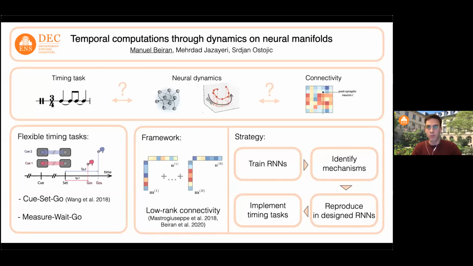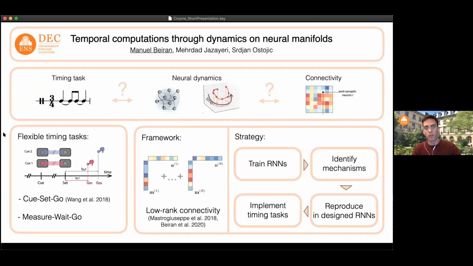The question of this project is, how are flexible timing tasks implemented in cortical areas? In particular, what type of neural dynamics can implement those flexible timing tasks? And secondly, what structure in the synaptic connectivity can give rise to those dynamics?